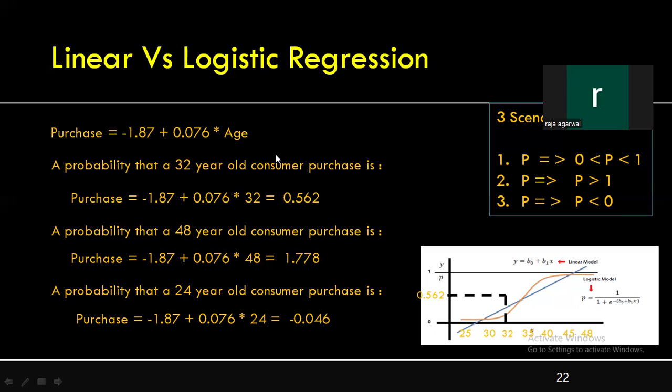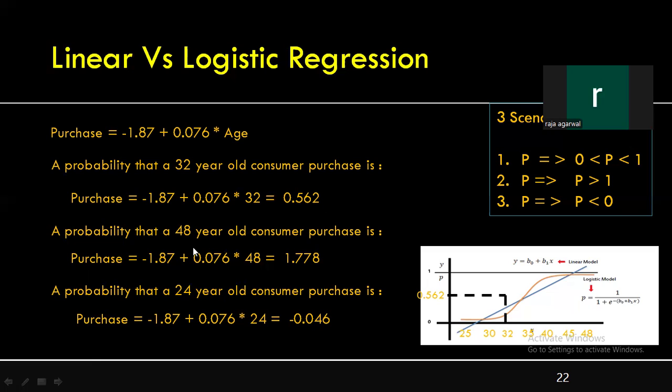For example, you want to predict the probability of a customer with age 30, 32, 48, 24. In that case, if you plug in the values in the equation, you will get the probability. In this case, the intercept value is negative 1.87 and the slope is 0.076. If the customer age is 32, the probability is 0.56. So that means the customer with age 32, the probability of purchasing is just 0.56 only.